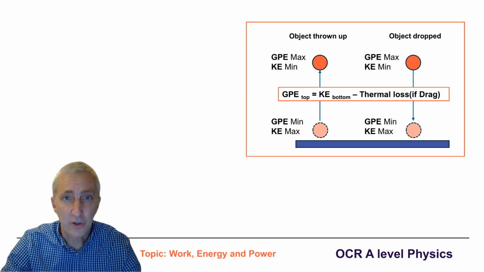If there is no friction or drag, the maximum kinetic energy of the object just before it reaches the floor will be equal to the maximum gravitational potential energy it had at its maximum height. If friction or drag is present, then some of the gravitational potential energy will be transferred to thermal energy. An object moving upwards is just the reverse of this.